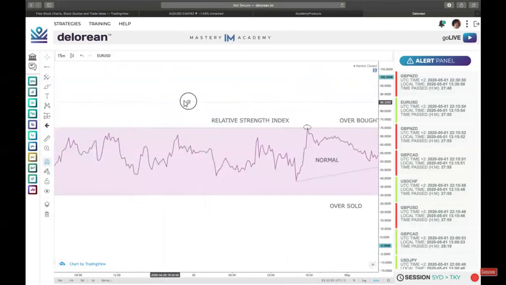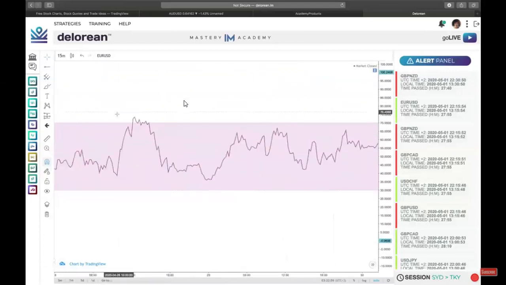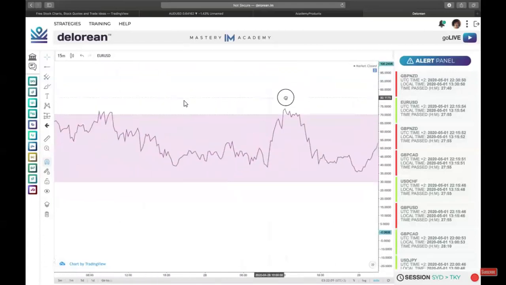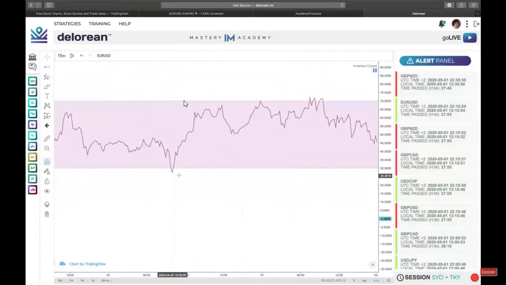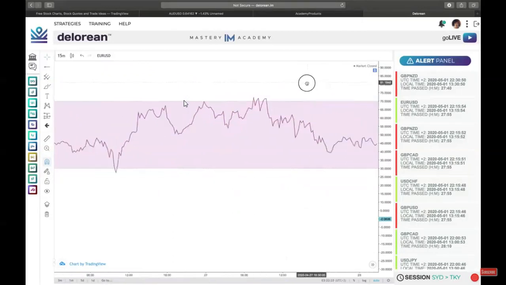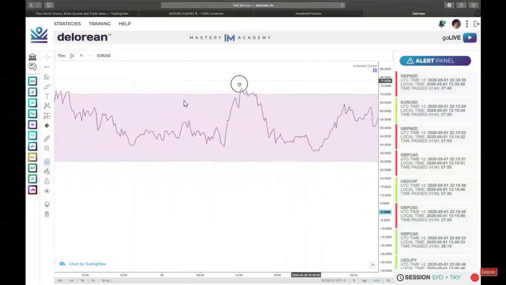And we can scroll back. You don't want to buy it. You don't want to sell it. So notice what I'm saying. I'm not saying to buy it here and sell it here. I'm saying stay out of the market at that time for that direction.